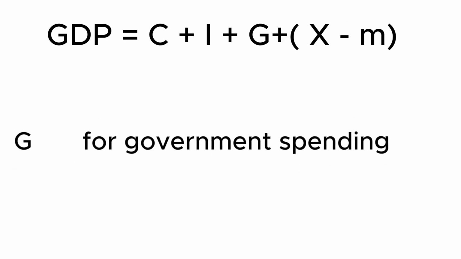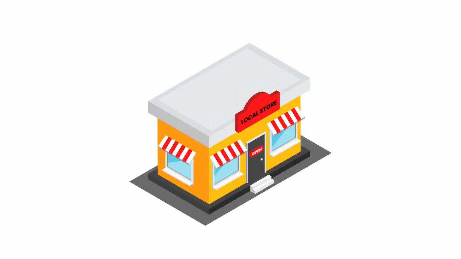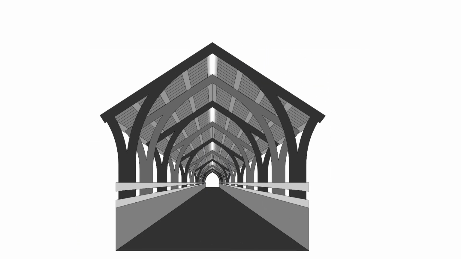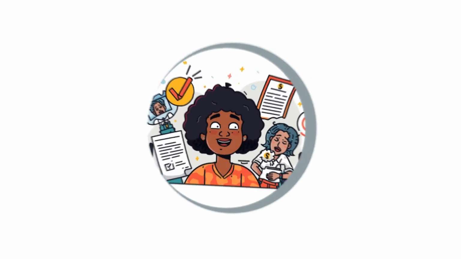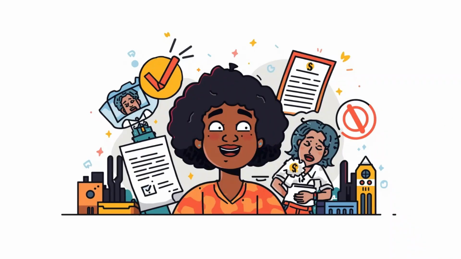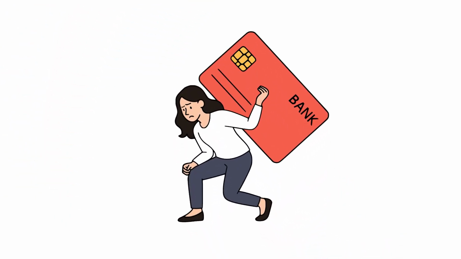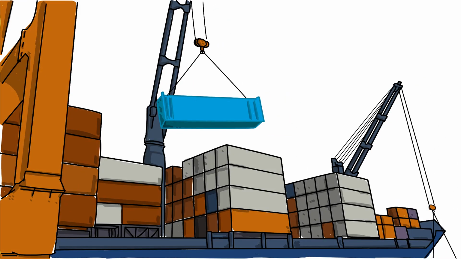G stands for government spending. This is what it sounds like: spending by all levels of government, federal, state, and local, on goods and services. This includes paying teachers, building roads, funding the military, and running public services. An important point: this does not include transfer payments like Social Security or unemployment benefits. Those are simply moving existing money around, not paying for a new current service.